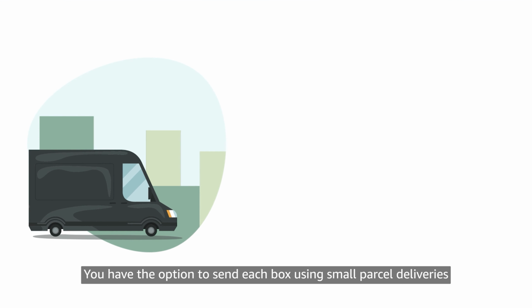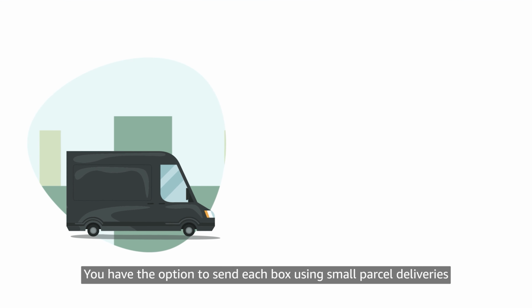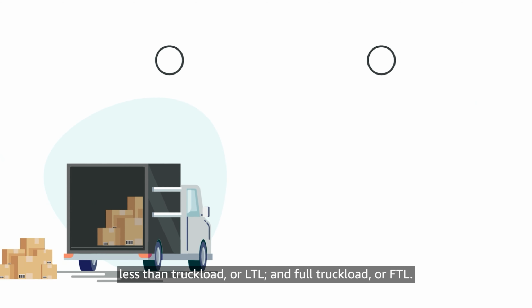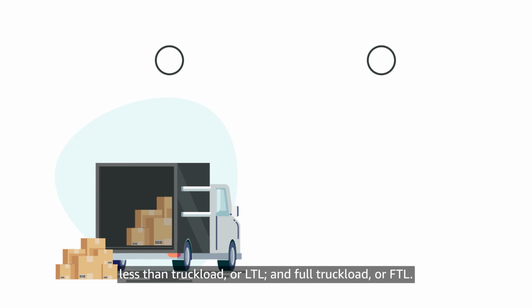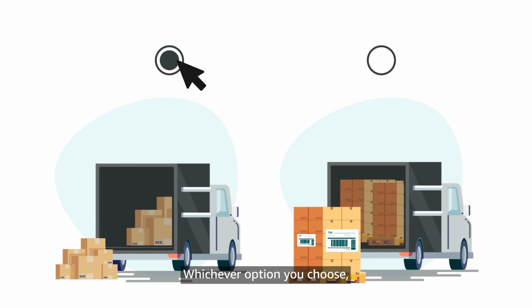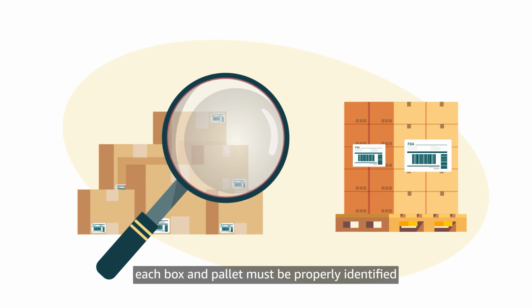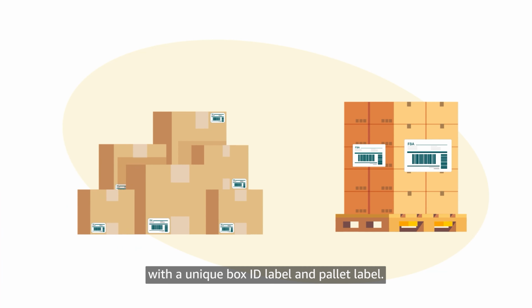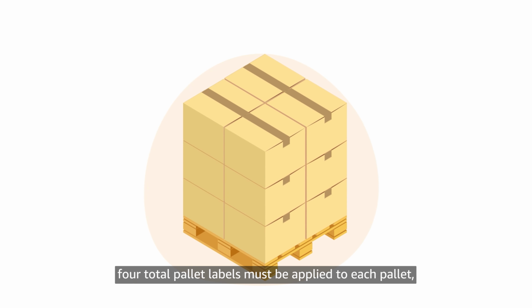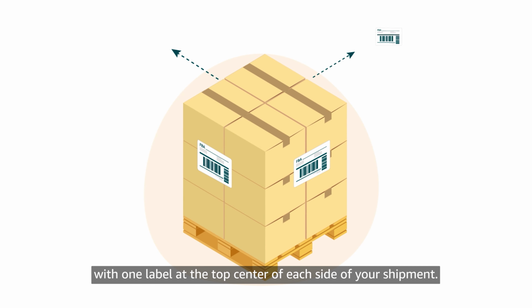You have the option to send each box using small parcel deliveries or to combine individual boxes on pallets using one or two workflows: less than truckload or LTL and full truckload or FTL. Whichever option you choose, each box and pallet must be properly identified with the unique box ID label and pallet label. If you ship pallets, 4 total pallet labels must be applied to each pallet, with one label at the top center of each side of your shipment.